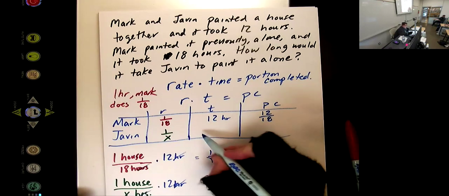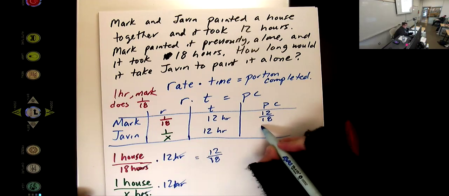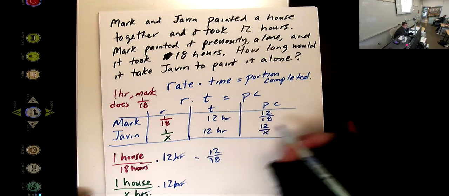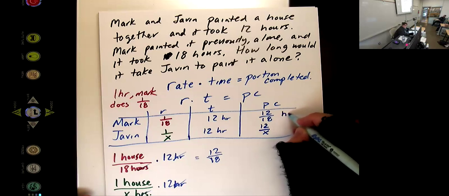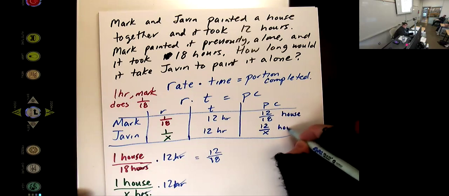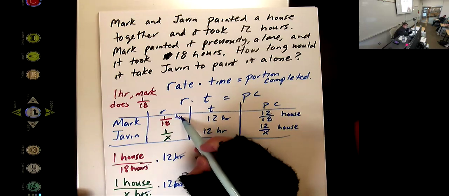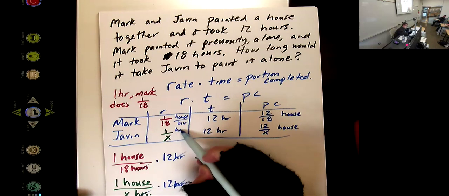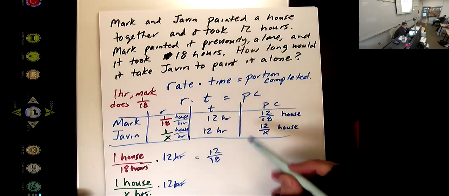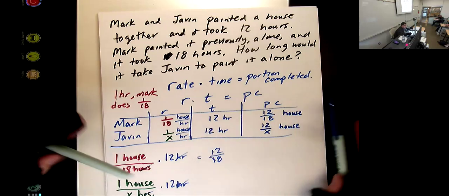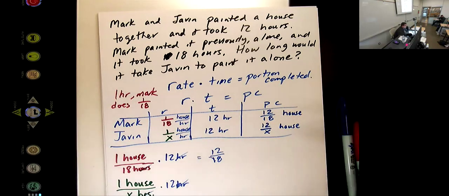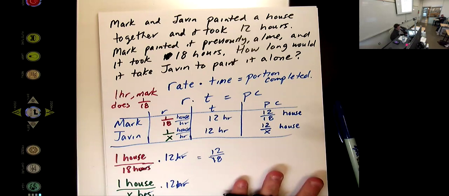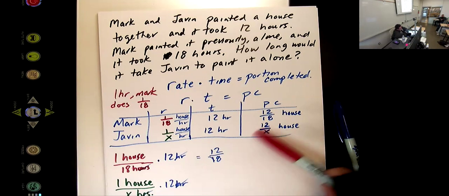Alright, so same thing here, they're working for 12 hours, which means Jaden does 12/x. And the units here are houses, because this was house per hour. And multiplying, the hours cancel out, I'm left with that. How can I work with these two pieces of information? If they're working together, what should I do with this kind of information?